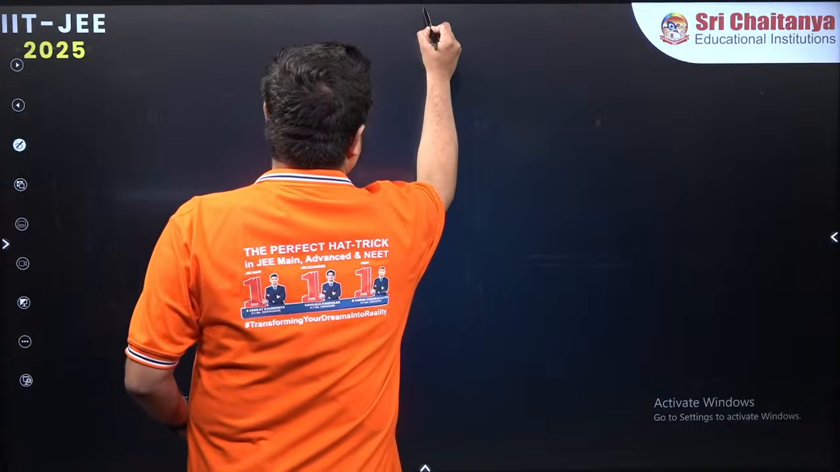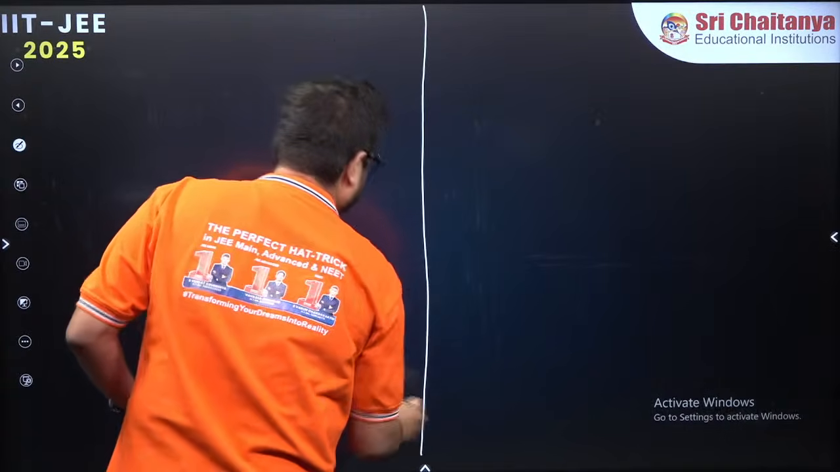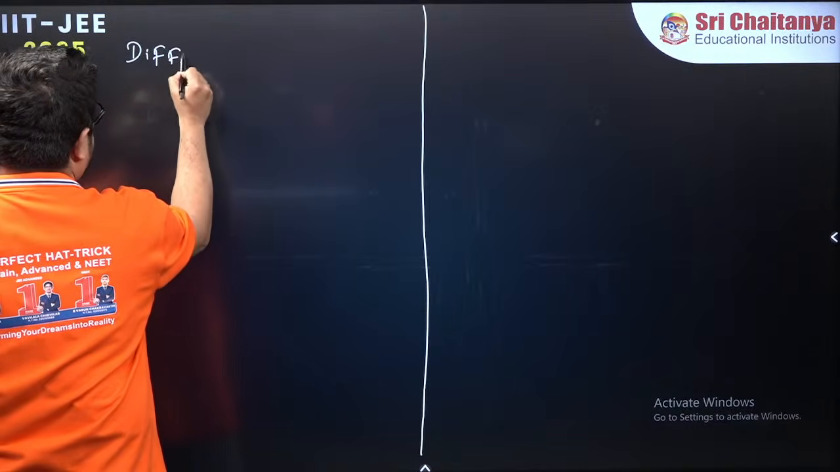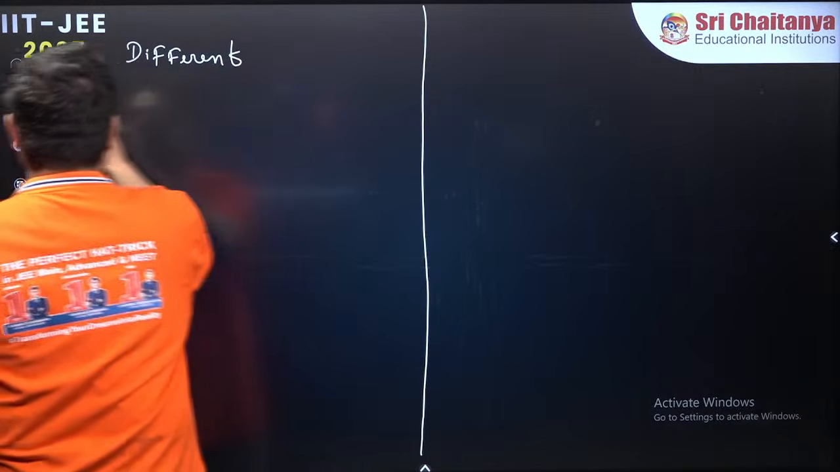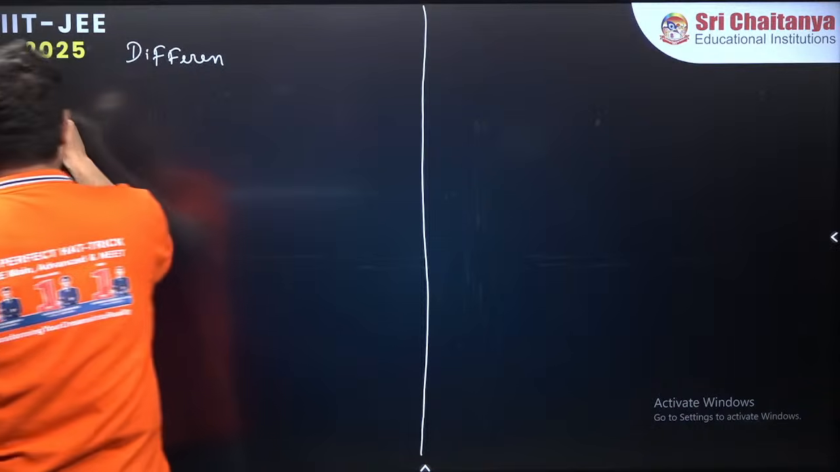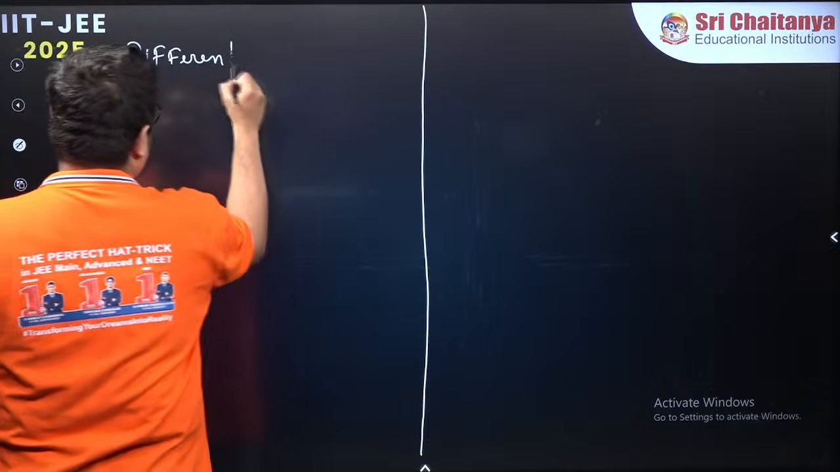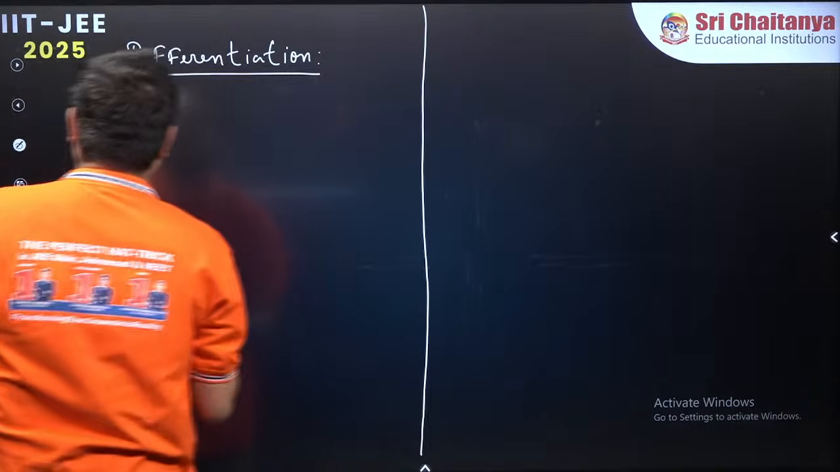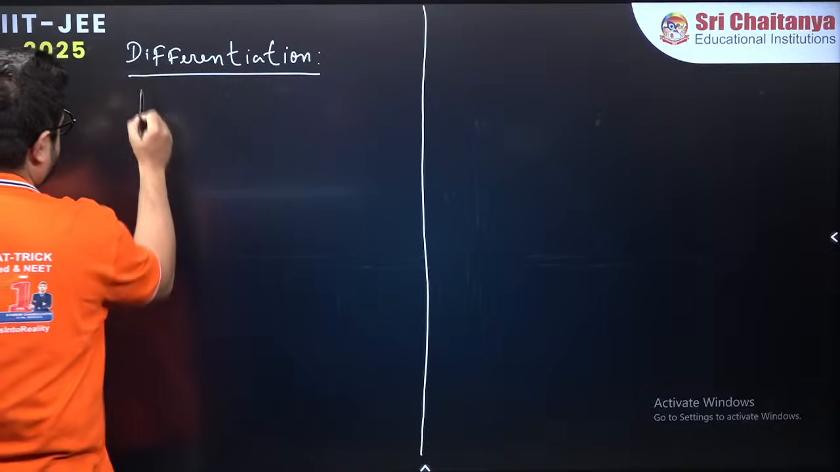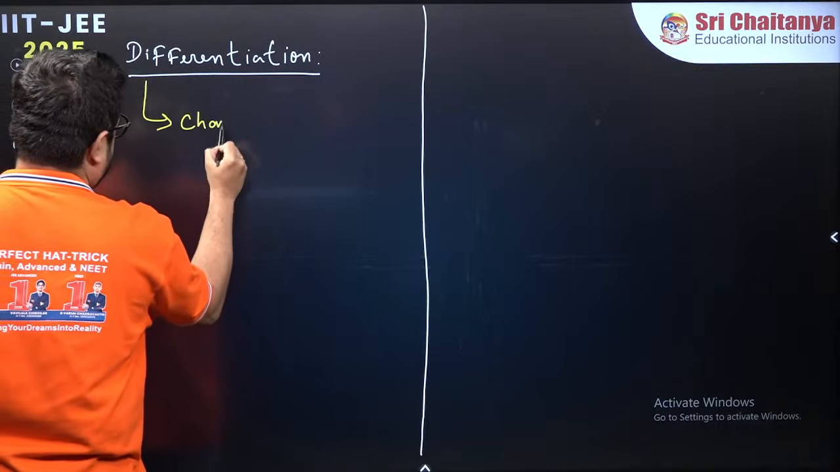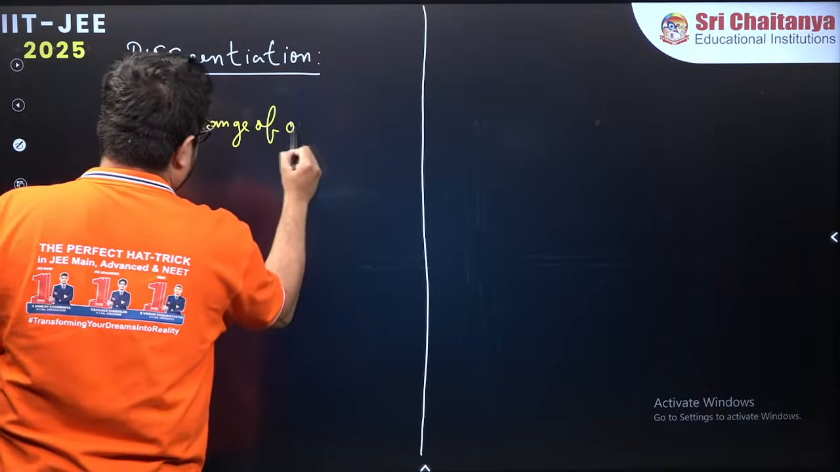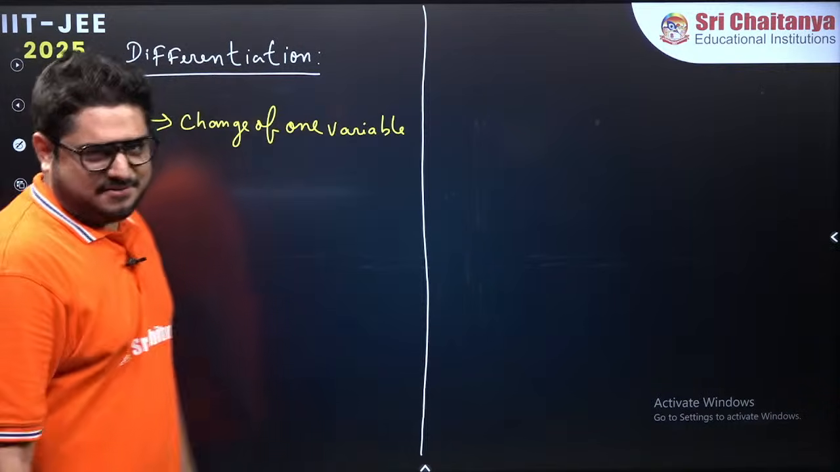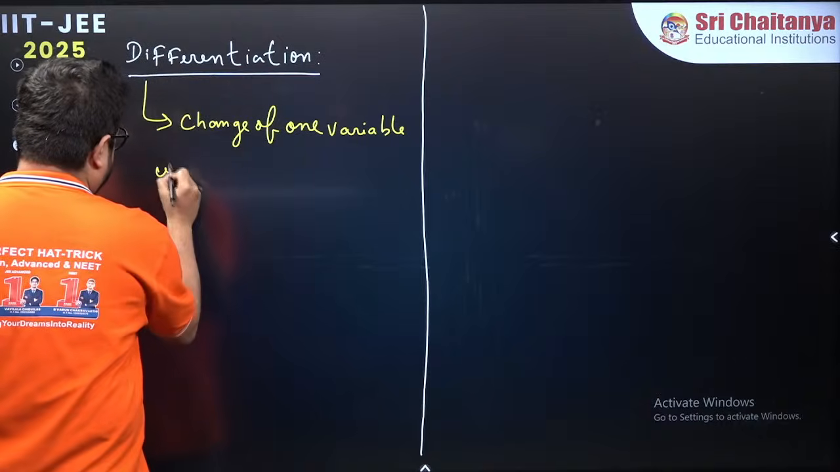So we already introduced differentiation, isn't it? So once again I would like to perform a brief introduction of whatever we studied yesterday. So I will be saying differentiation means change of one variable. So you can start noting it down, everyone. Change of one variable with respect to the other.